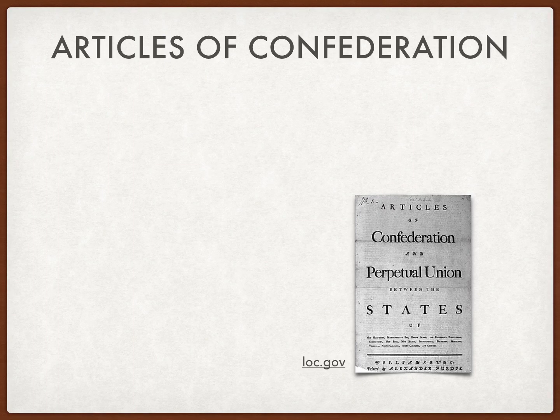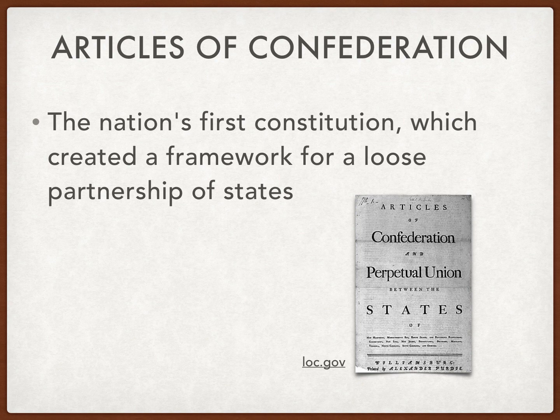The first term is Articles of Confederation. And the definition for this is the nation's first constitution, which created a framework for a loose partnership of states. So before we actually have the U.S. Constitution, we have a different form of government, the Articles of Confederation. So this was our very first government. As I move through these, certainly pause it as you need to in order to get the definitions copied into your notes.